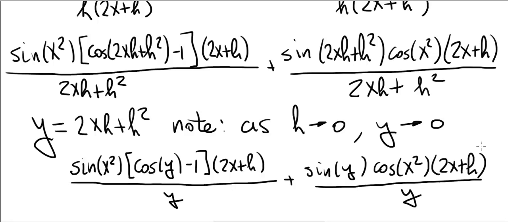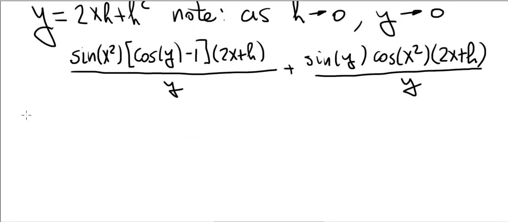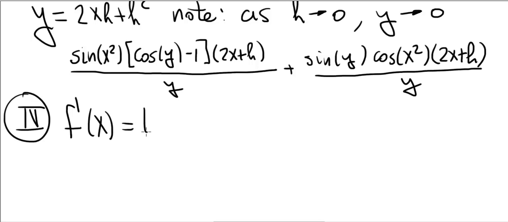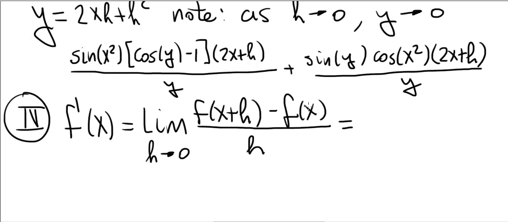Let's go to step 4. In step number 4, we find the derivative. So step 4 is when we actually evaluate the limit. F prime of x is the limit as h approaches 0 of f of x plus h minus f of x divided by h. We already computed everything we need, so all we have to do is take the limit. Since sine of x squared does not depend on h or y, we can just factor it out.